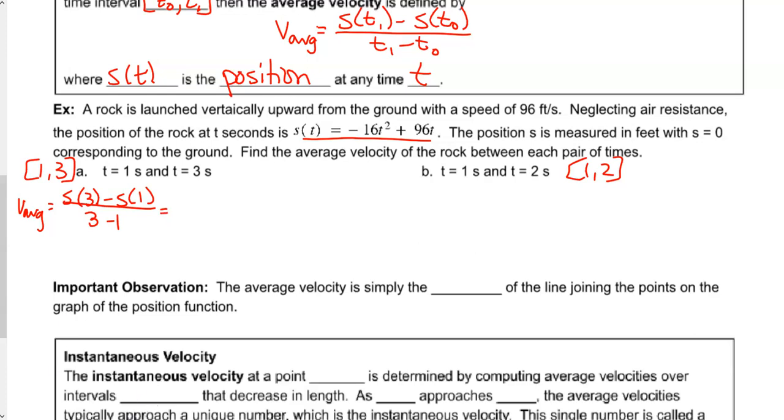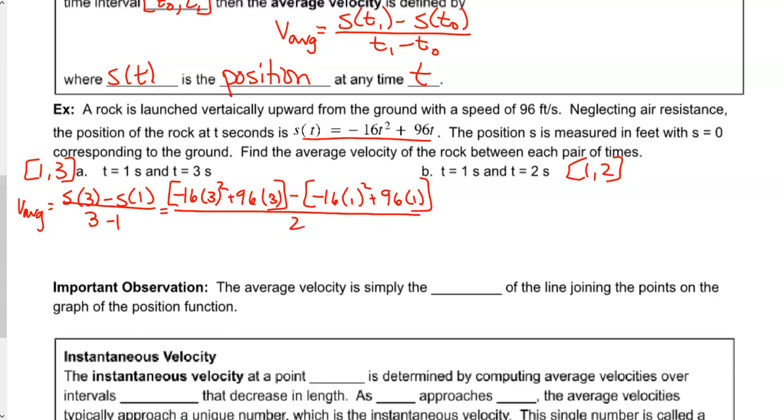So if I put 3 into there, wherever I see a t, I'm going to put a 3. We get negative 16 times 3 squared plus 96 times 3. That is just S of 3. Minus negative 16 times 1 squared plus 96 times 1. That is S of 1. All over 3 minus 1, which is giving me a 2.